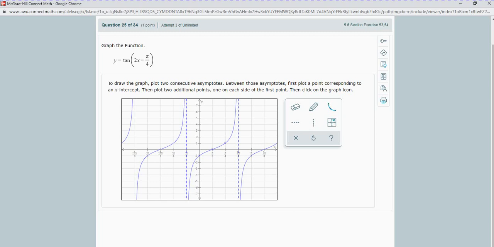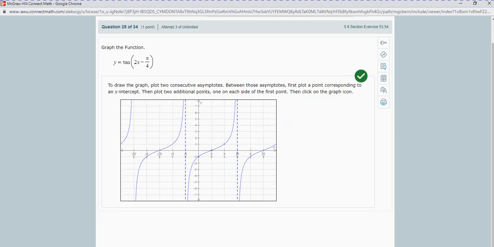Notice it graphs more than just that one period that we actually plotted. It graphs the whole function with the understanding that everything continues in the same way to the left and the same way to the right. So let's check our answer. And it looks good.